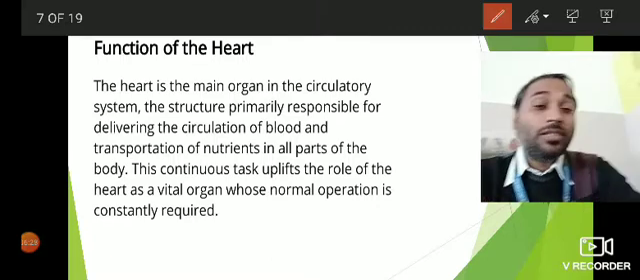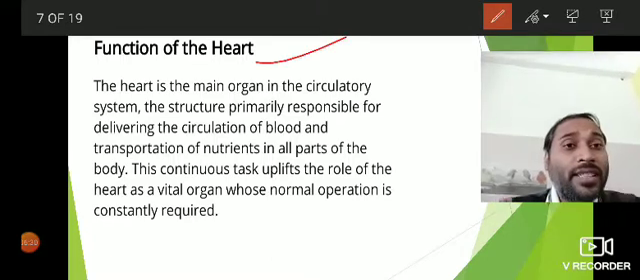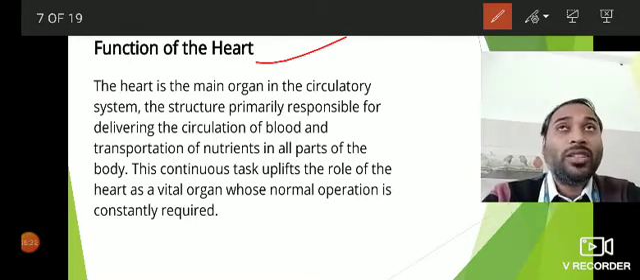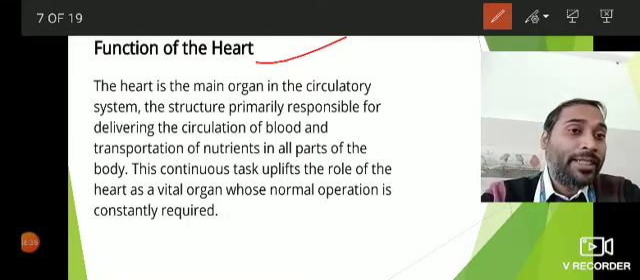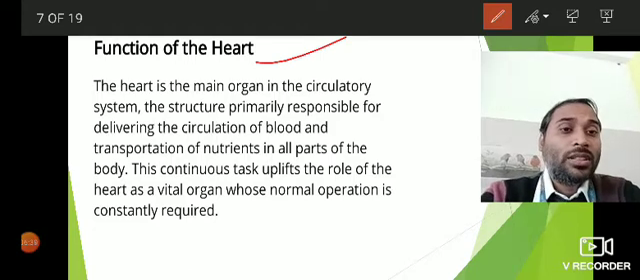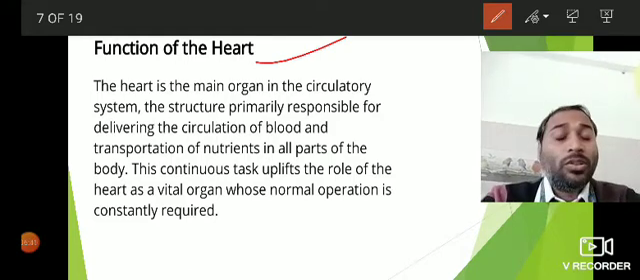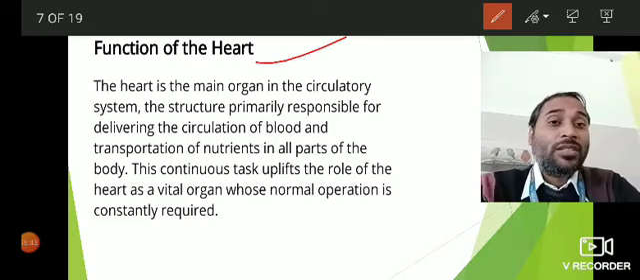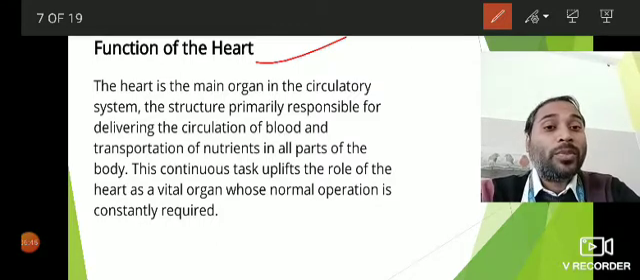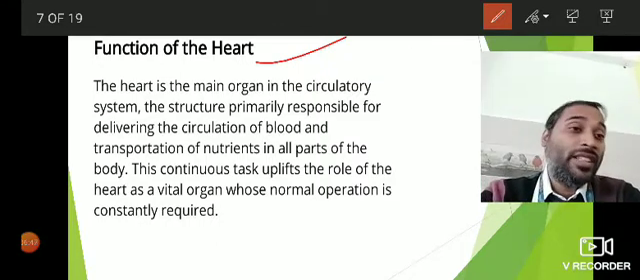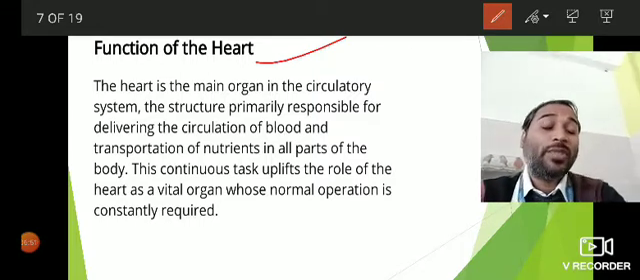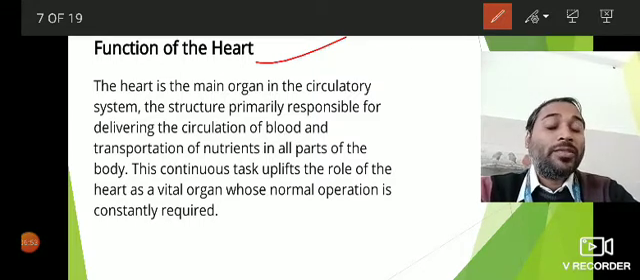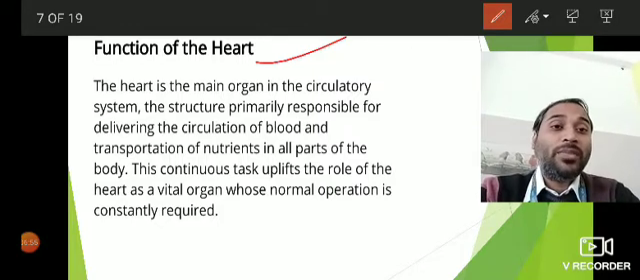A vital organ. Because of this reason it is considered to be a vital organ, because all the vital functions, such as removing carbon dioxide and pumping blood to all parts of our body, depend on the proper functioning of the heart. It's not only the lungs that are responsible for the exchange of gases, it is because of the heart as well, because blood moves because of the pumping of the heart.